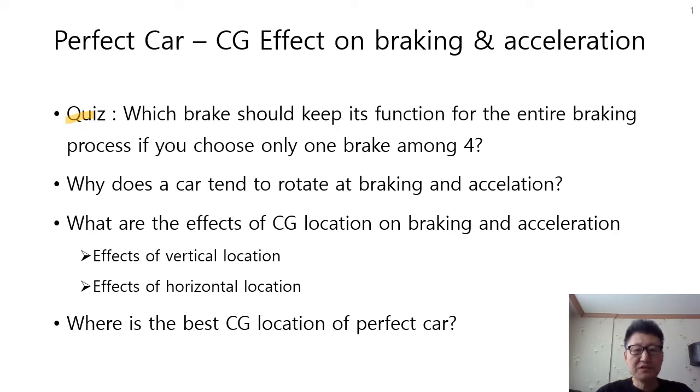By figuring out the answer to this quiz, you will have a chance to think about the important effects of CG related to its height and horizontal location on braking and acceleration. And we will have a discussion on why a car tends to rotate at braking and acceleration. Then we will explain the effects of CG location on braking and acceleration: effects of vertical location, effects of horizontal location. Finally, I will explain where the best CG location of a perfect car is.